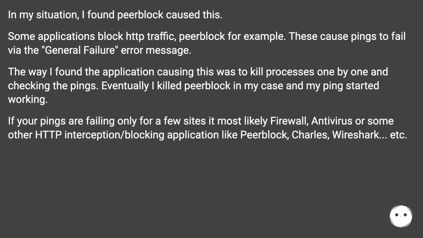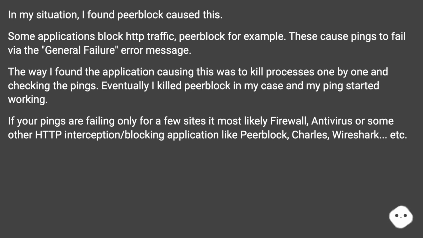In my situation, I found PeerBlock caused this. Some applications block HTTP traffic, PeerBlock for example. These cause pings to fail via the general failure error message. The way I found the application causing this was to kill processes one by one and check the pings. Eventually, I killed PeerBlock in my case and my pings started working.